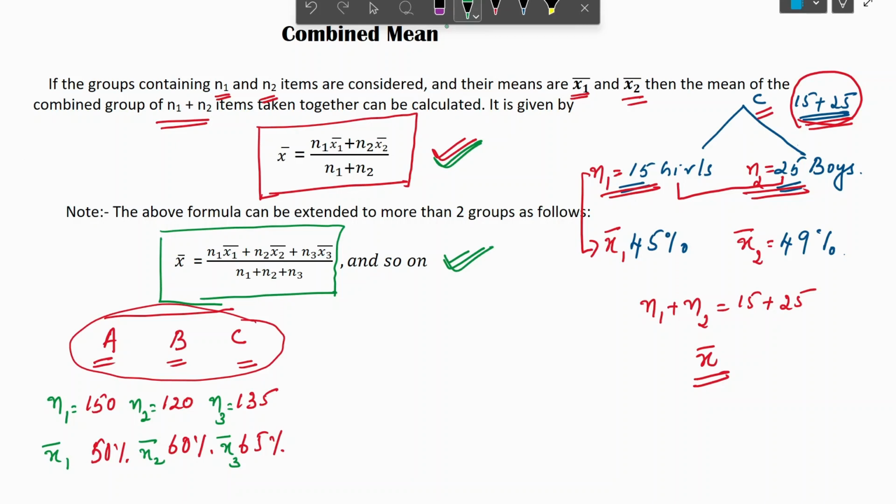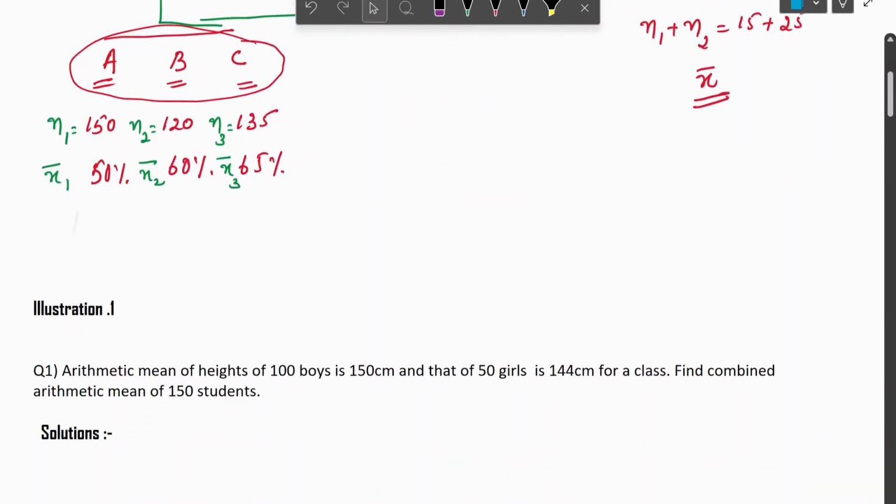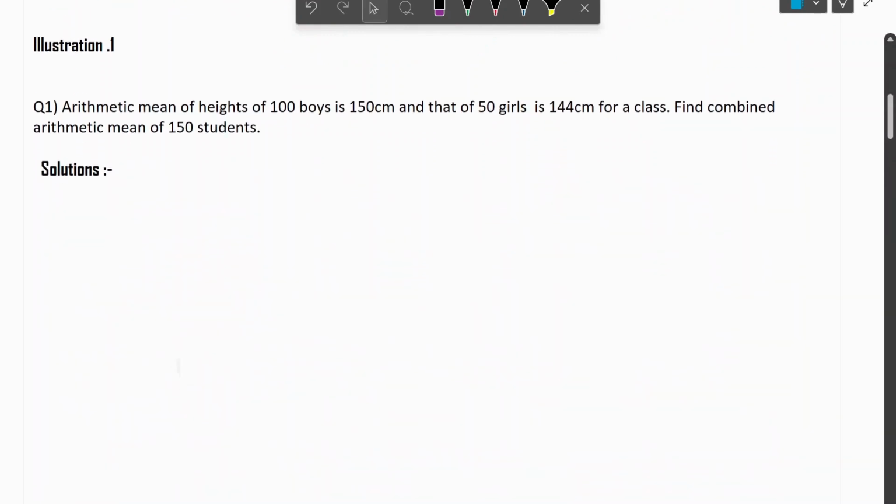Now what we will do is solve the questions to understand the concept more clearly. This is the way the questions are going to be asked in the examination. First example, read the question.